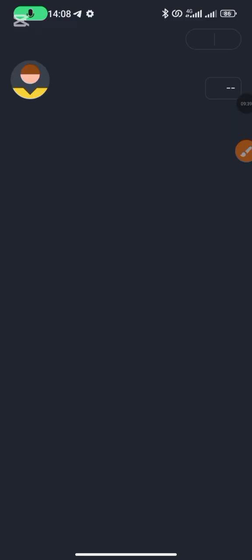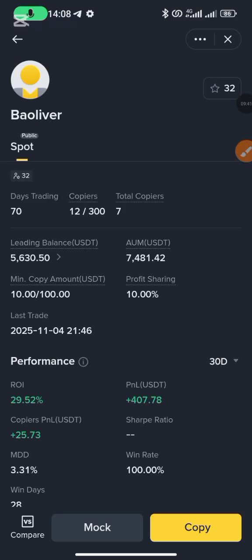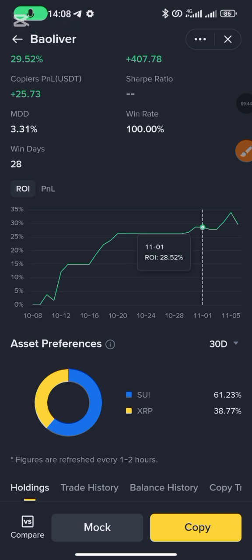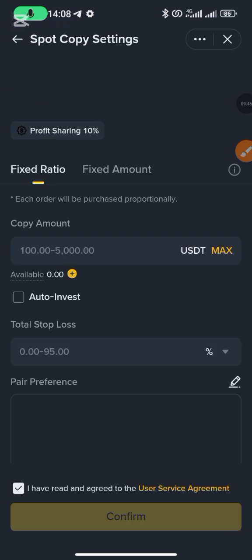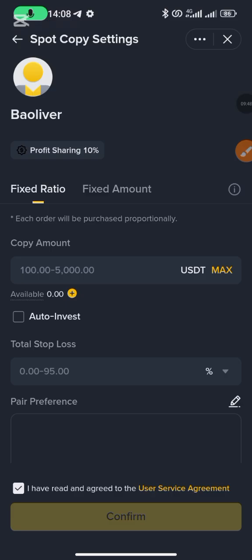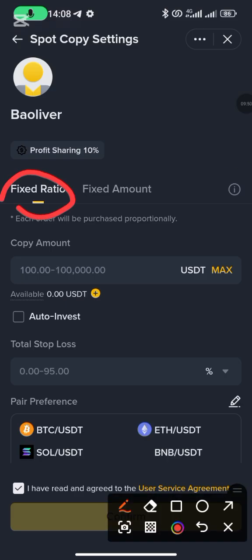So when I click on this second trader now, I will come over to this place and click on copy. Now when you want to copy a trade, there are two ways you can copy a trade. Either you copy with a fixed ratio or you copy with a fixed amount. Now look at what they all mean.